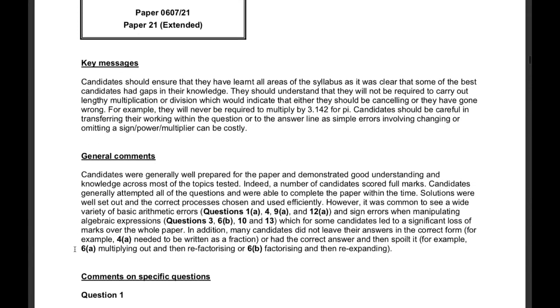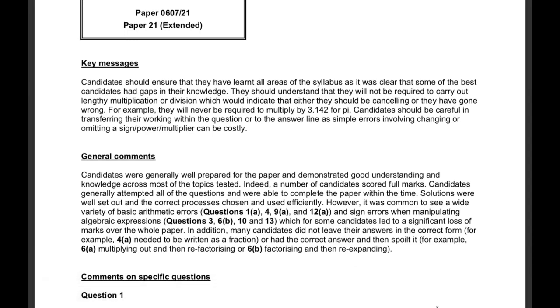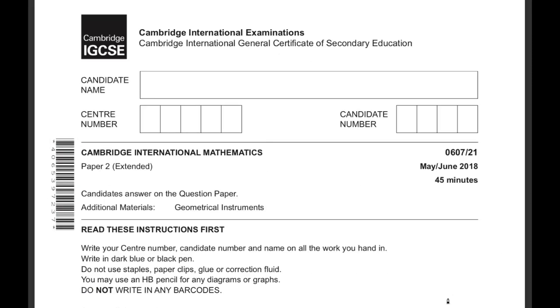Some general comments: they're saying that generally students did pretty well, attempted most questions and used the correct processes, but there were some basic arithmetic errors in a few questions. I will highlight those as we go, and some sign errors. We're working with algebra as well, so I will point that out as we go along. Without further ado, let's get started.